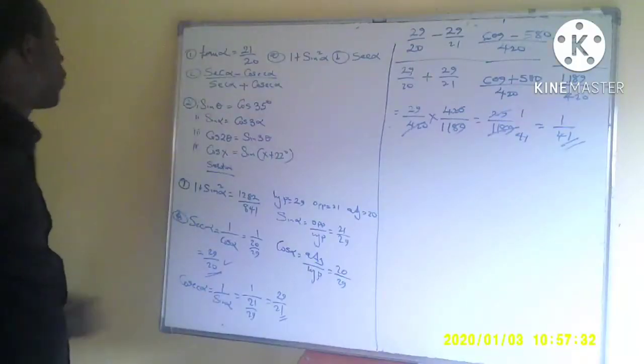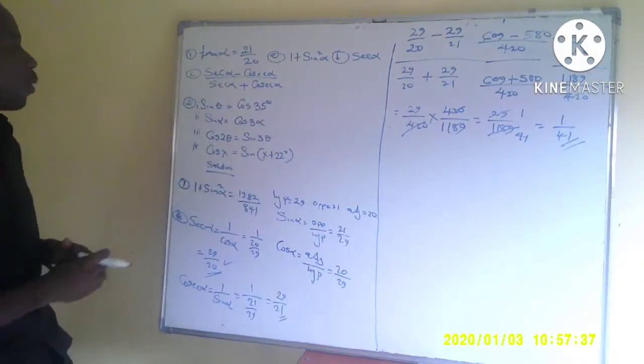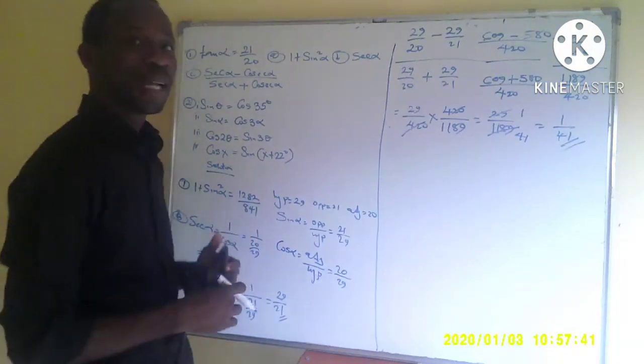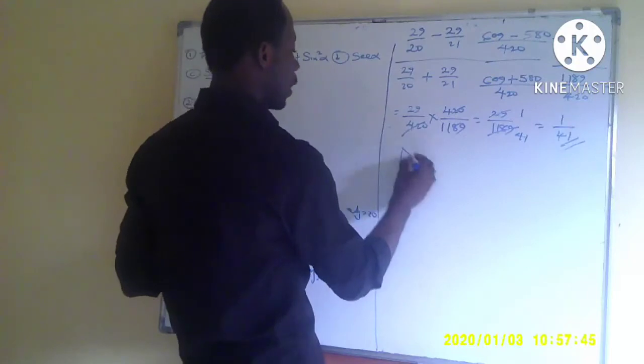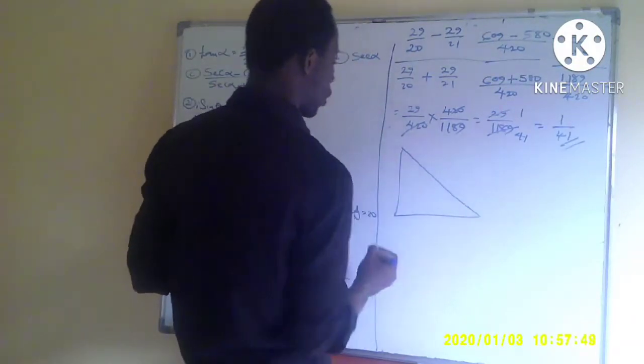Now, before we solve this one, this question is related to complementary angles. Before we go further, I would like to introduce complementary angles to us. What is a complementary angle? A complementary angle is an angle whose sum is equal to 90 degrees.